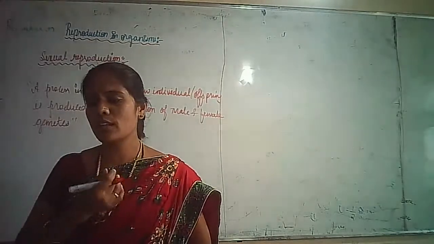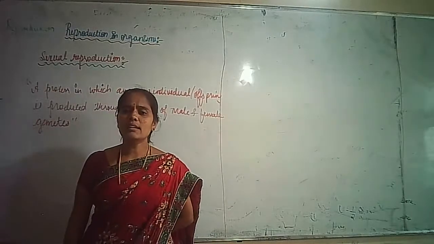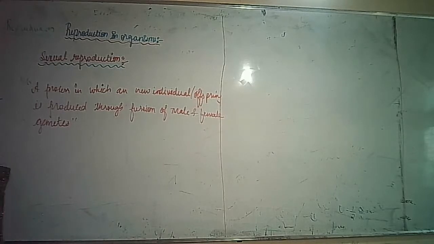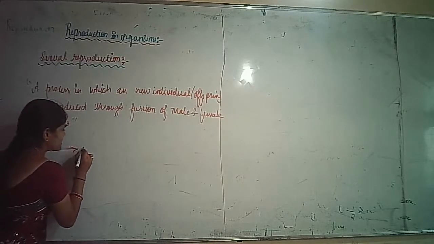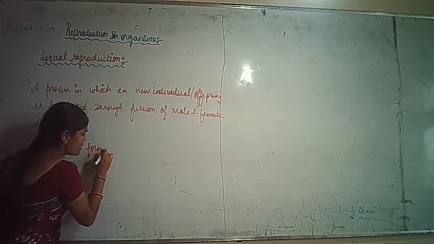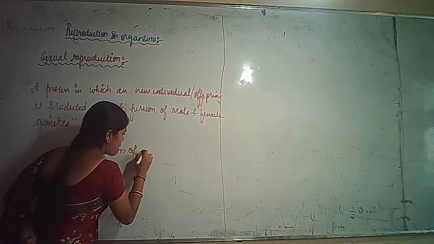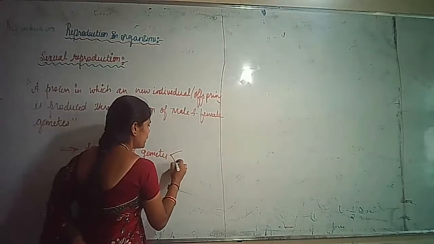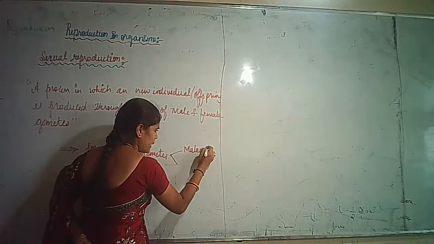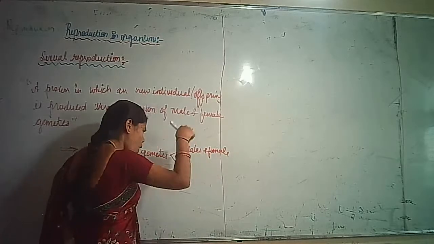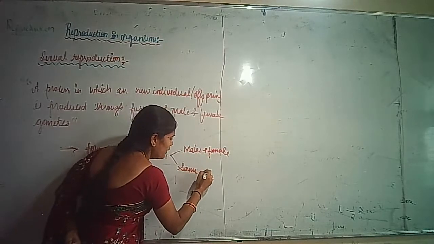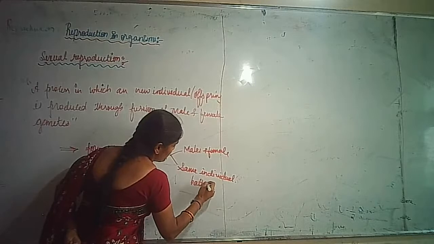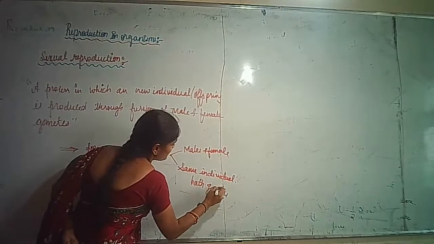In sexual reproduction, the first procedure we can see here is the formation of the gametes. Whatever gametes are formed, these gametes are either produced by males and females, or the same individual produces both the gametes, isn't it?